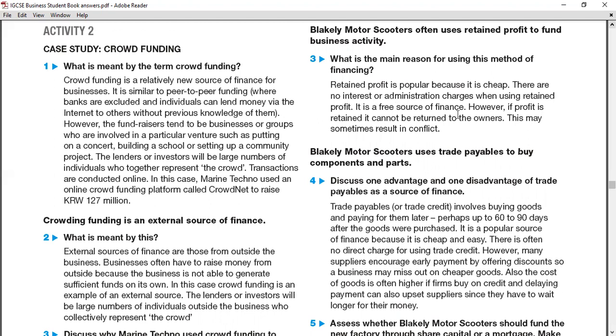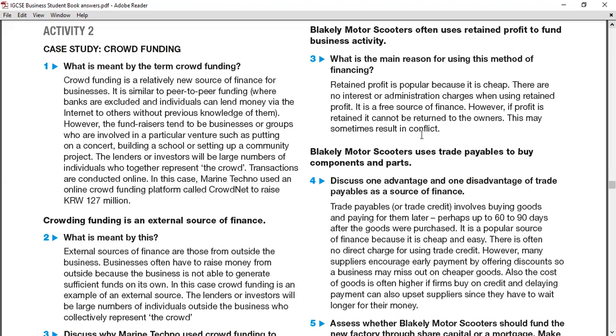You can add more. However, if profit is retained, it cannot be returned to the owners. That's an opportunity cost of this situation. This may sometimes result in conflict. Sometimes shareholders would not like it because they want dividends. So that's the main key return for their investment. If the dividends are not paid and every single dollar, every single cent they are earning is retained within the business, sometimes conflict can arise between the shareholders and the business.